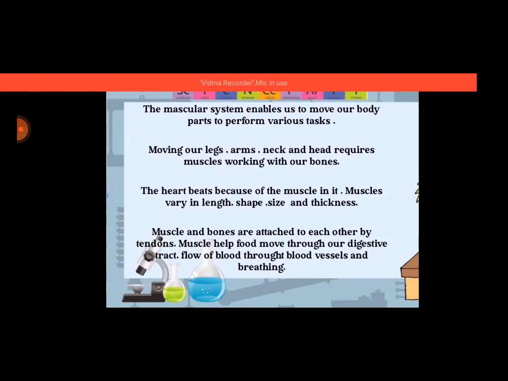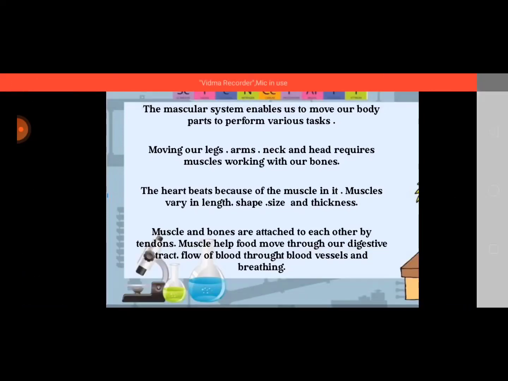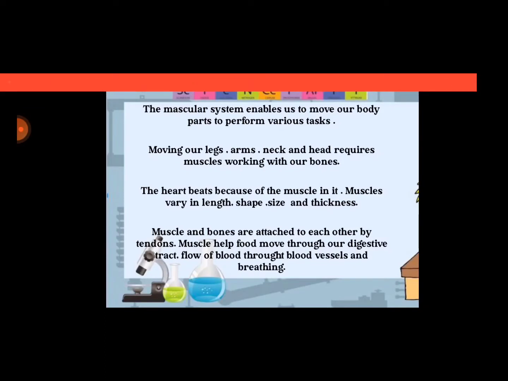Moving our legs, arms, neck, and head requires muscles working with our bones. The heart beats because of the muscle, and muscles vary in length, shape, size, and thickness. Tumitibok yung puso natin dahil sa muscles na andon. Dun sa muscles may pagkakaiba din yan, kagaya sa length, sa shape nila, sa size, and sa thickness. Hindi yan lahat pare-parehas.